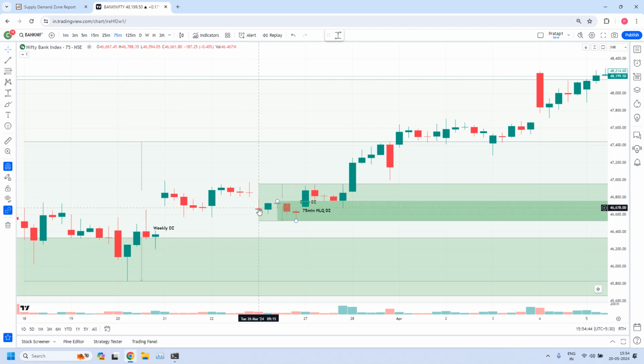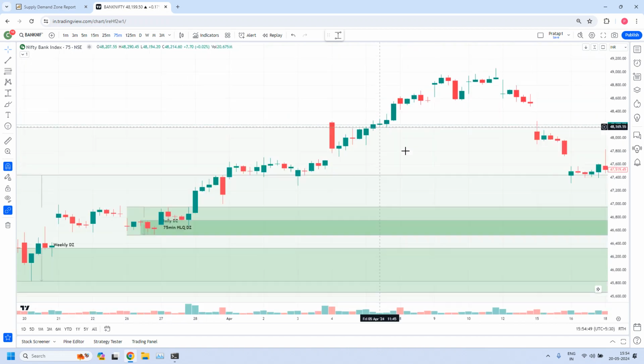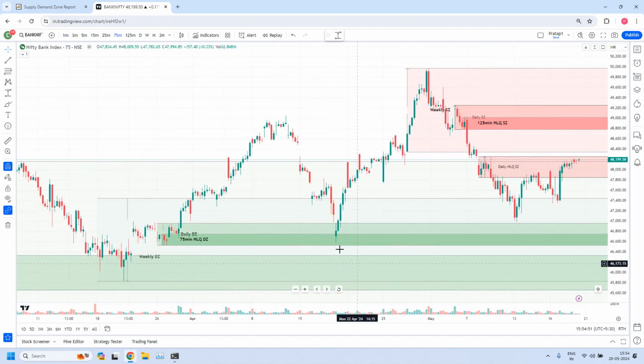So we have a drop candle, 3 base candles and a rally with a gap up. See how nicely they created it. It took a trade from the zone, see the huge move it has given. How much profit you would have got if you had taken a WIT trade, weekly income trade. You have a weekly demand zone, inside you have a daily demand zone, inside you have a 75 minutes high liquidity demand zone, and institutions created this zone with a trick.